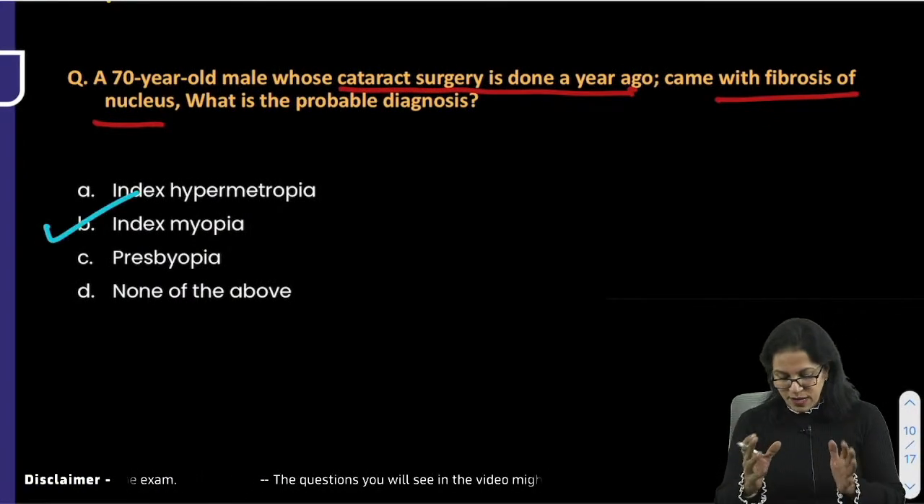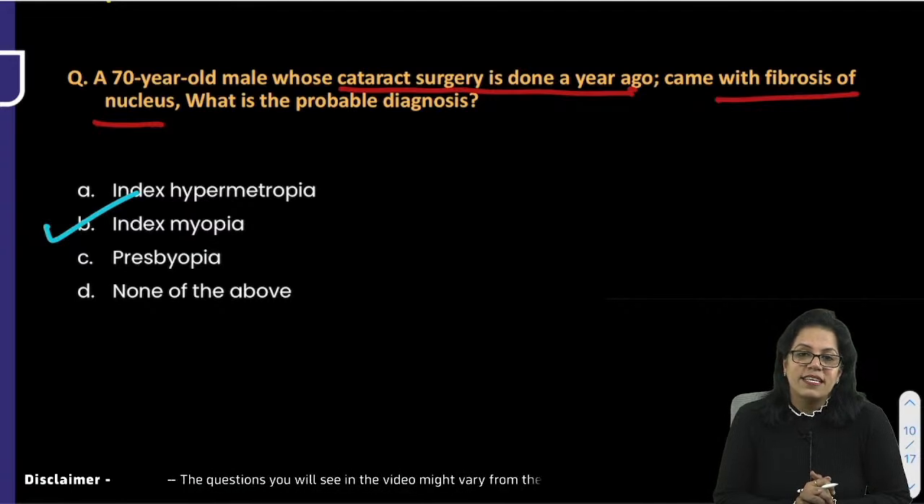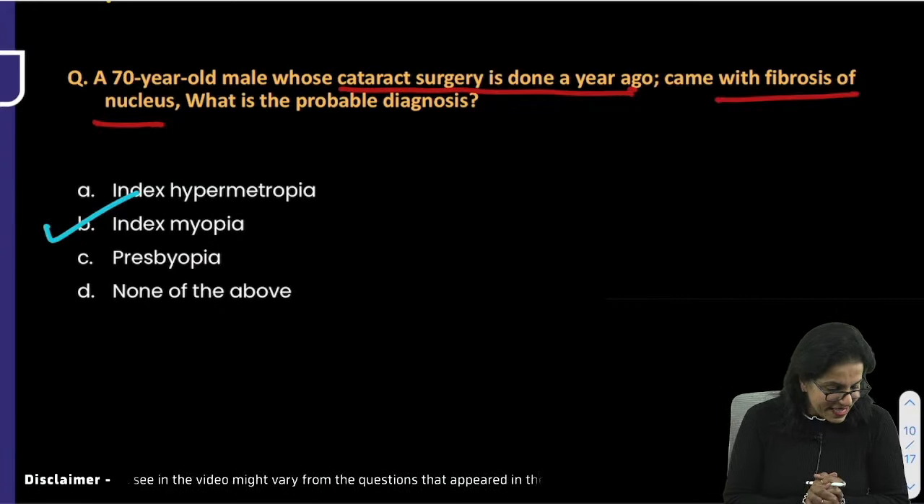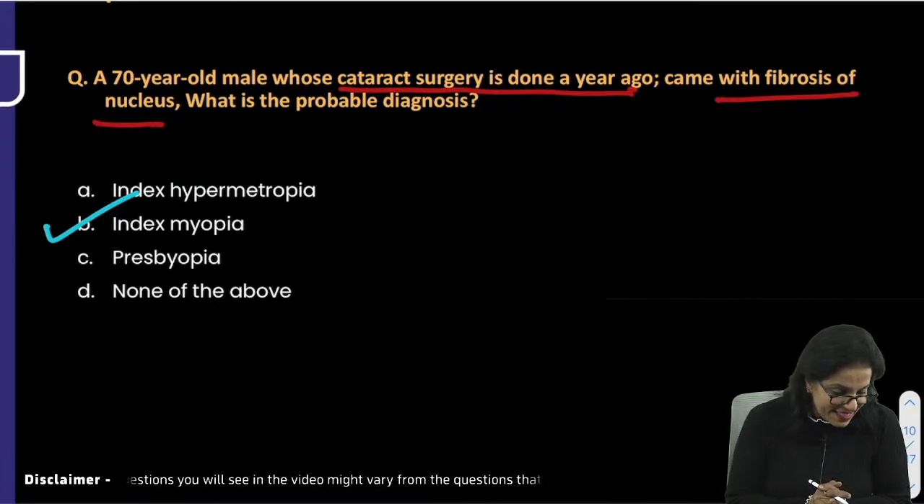Now you know what is presbyopia and this. So there is nothing like index hypermetropia, you have to answer index myopia. Okay? Now is it clear?